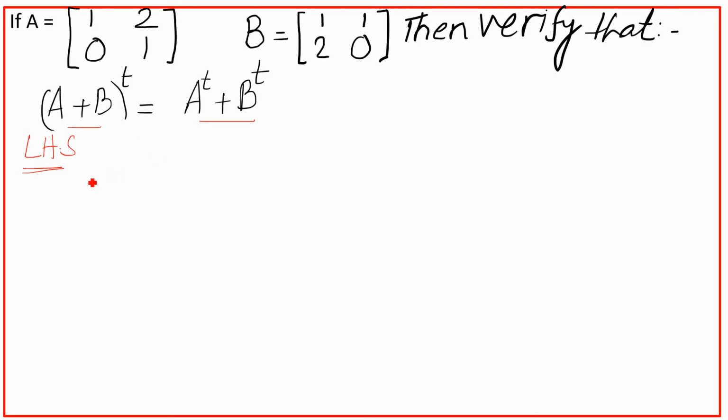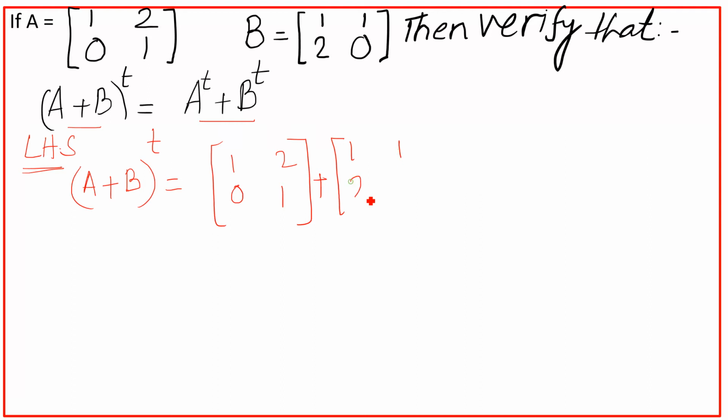I will write it down like this. (A plus B) whole transpose is equal to, what is A? A is 1, 2, 0, 1, and B is 1, 1, 2, 0. First we have to add and then we will take the transpose. So see, I will do it in one step.